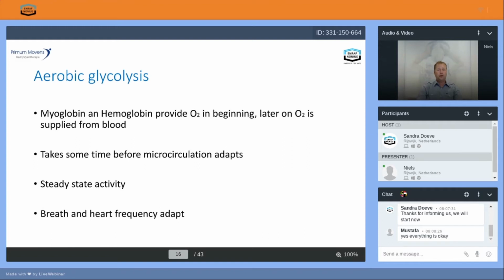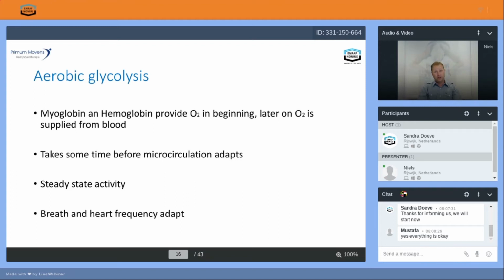Myoglobin and hemoglobin are the ones that provide oxygen in the beginning, and in a later stage, the longer an activity lasts, oxygen is supplied from the blood flow itself, and from the exchange between the muscle cells and the blood flow. It takes some time before the microcirculation adapts, and that could take up to 10 minutes.